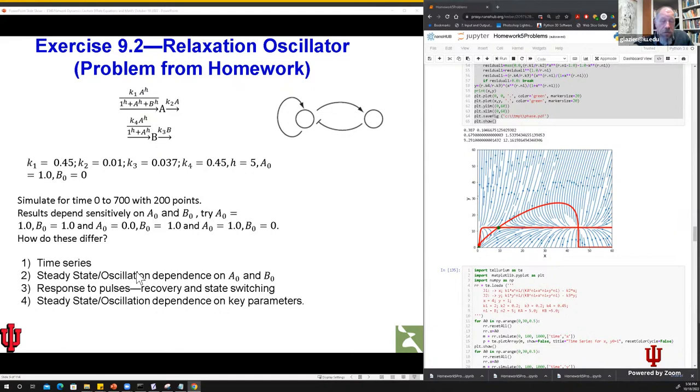So it looks like the oscillator, the stable peak, that's the one that's the most interesting, I think. But what did people find on the parameter exploration? Were there any interesting things that you saw? Did any of the steady states appear or disappear when you changed the parameters?